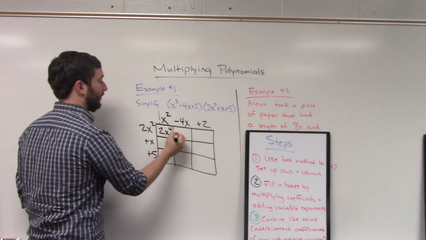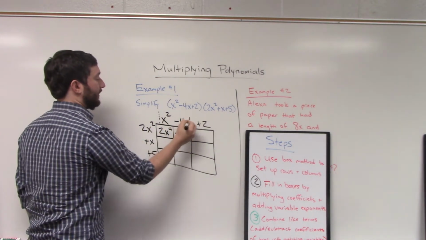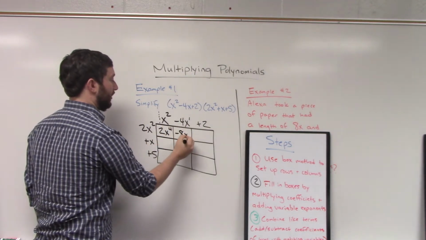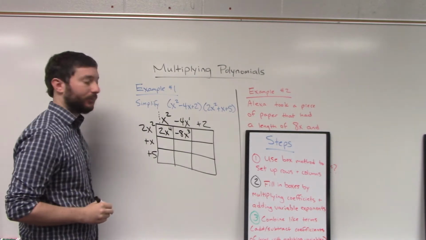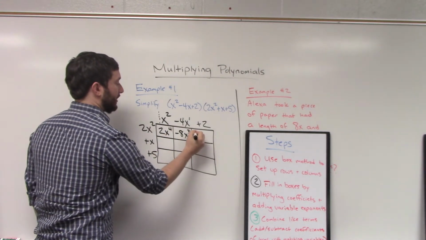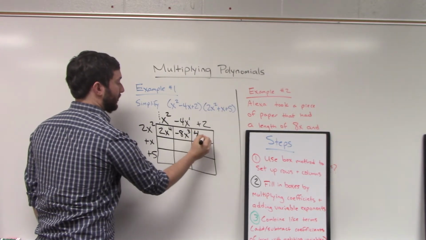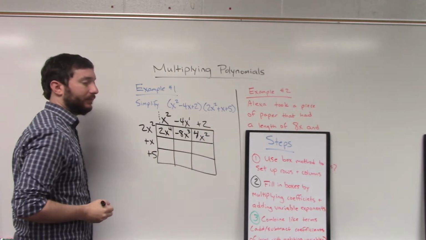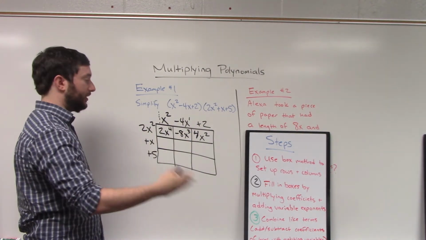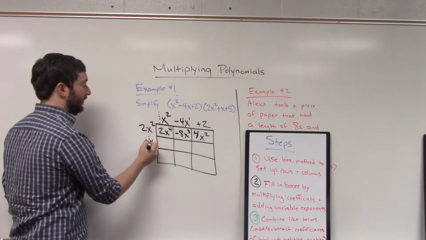2 times -4 is -8. This is like an invisible exponent of 1. And 2 plus 1 gives us a variable exponent now of 3. Continue. In this case, that will be a 4x squared. Since 2 over here does not have a variable at all, x squared carries over. Continue to your next row. So on and so forth through all of your boxes.